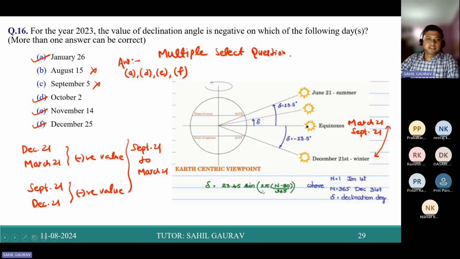So this was the last problem for today's session. Any doubt till here?